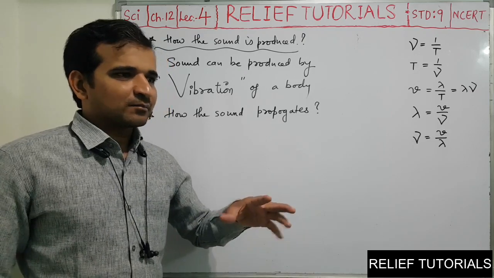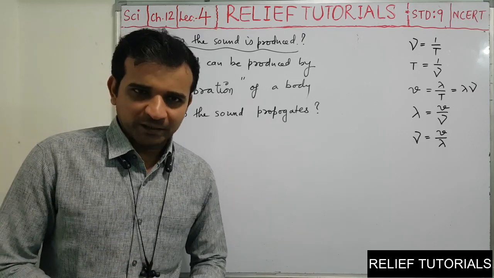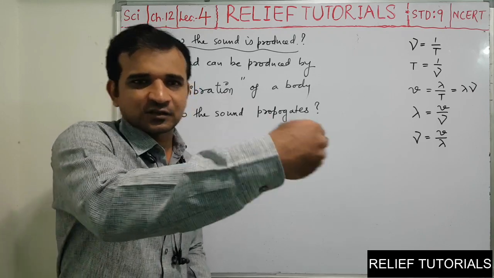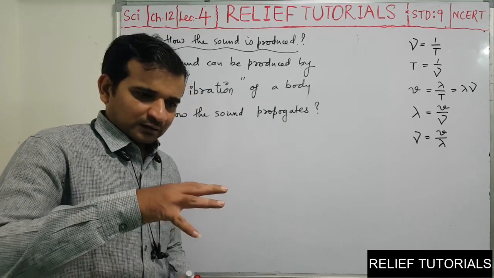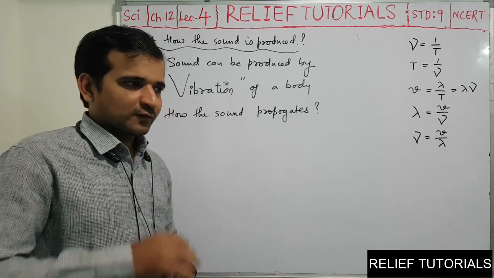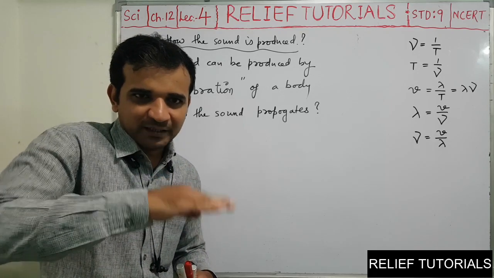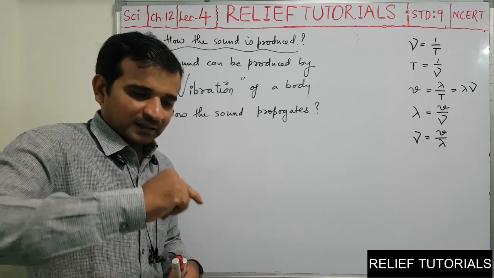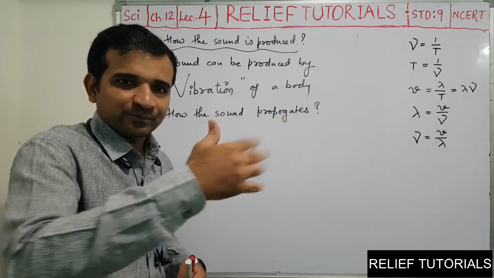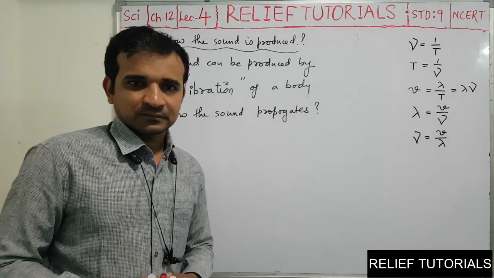When someone is playing tabla or any musical instrument, it can be heard at a certain distance. The sound producer, when we play tabla, is the skin, which starts vibrating. Now this vibration passes to air and it reaches your ear.